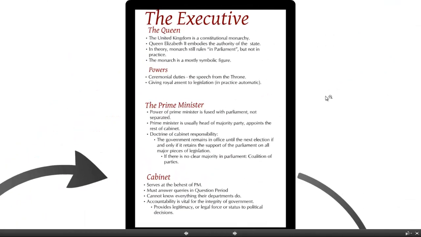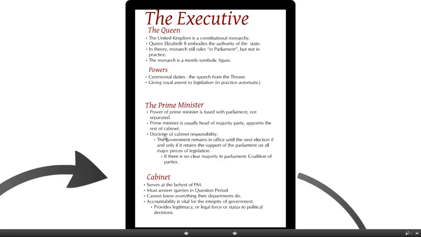Moving on to the executive. The United Kingdom is, of course, a constitutional monarchy. Queen Elizabeth II embodies the authority of the state, and in theory rules in Parliament, but not in practice. This is mostly a symbolic office by now, with ceremonial duties like the speech from the throne and giving royal assent to legislation, which is in practice automatic.